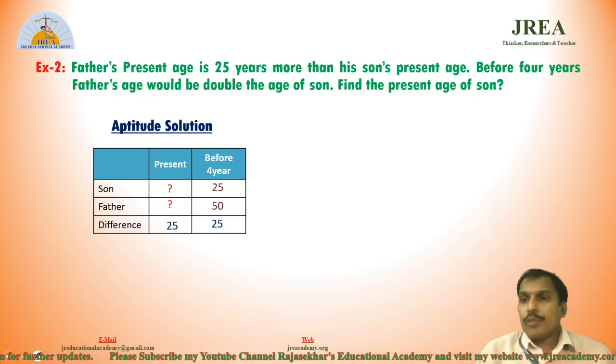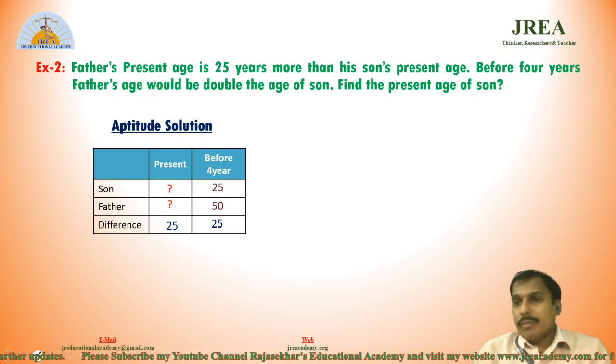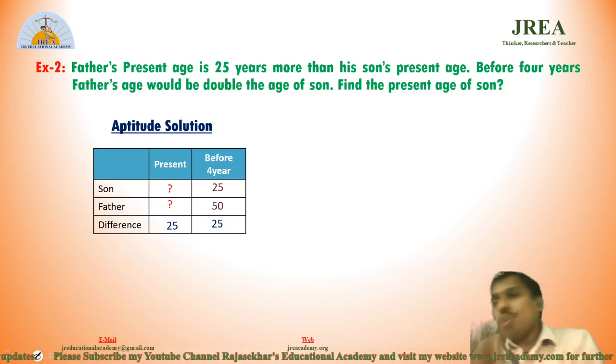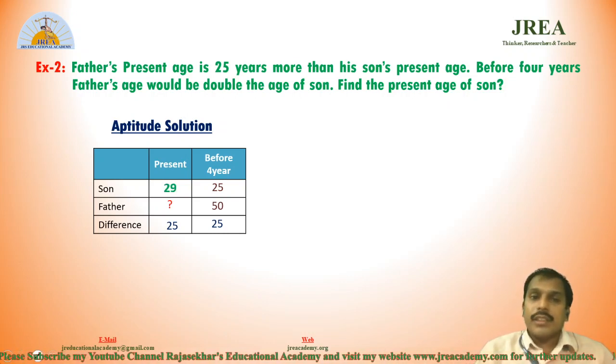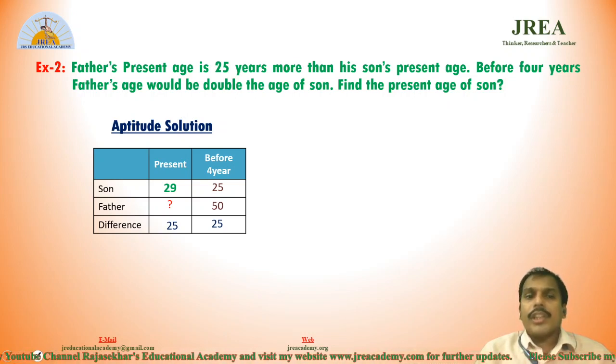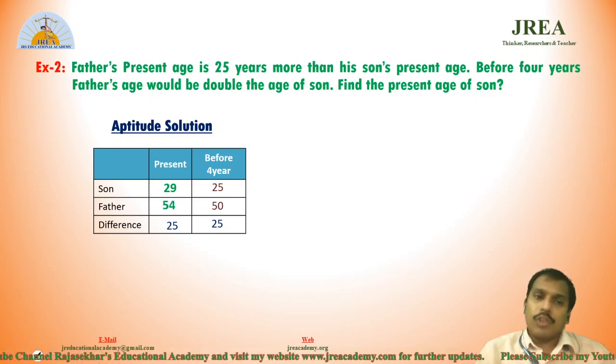Simple. Before 4 years, 25. At present, simply add 4 years. So if you add 4 years, 25 plus 4 is 29. That is the present age of the son. And if the son's age is 29, what about the father's age? 29 plus 25, you will get 54 years.